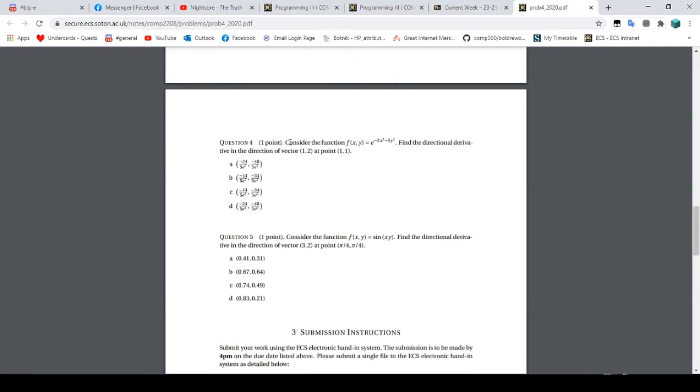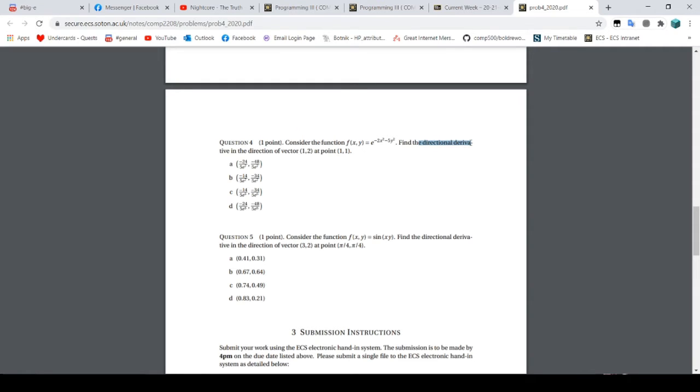Alright. Question 4. Consider the following function. Find the directional derivative in the direction vector. I feel like they shouldn't have said direction twice. But sure. At 0.11. What the hell does this mean? What's a directional derivative, bro? Why do I need to know this?